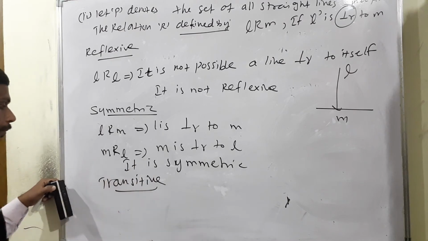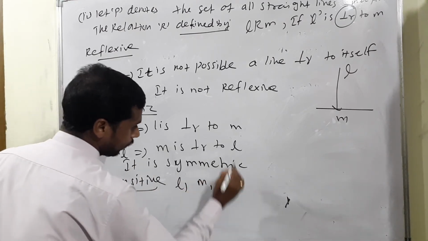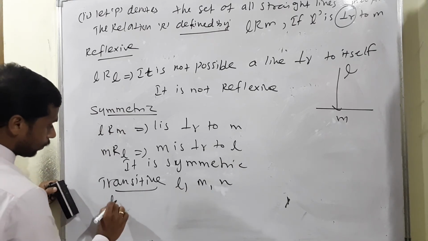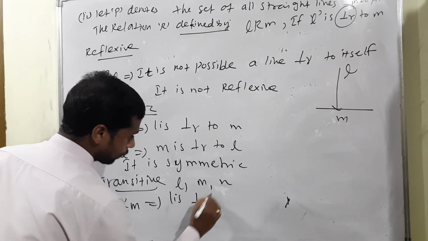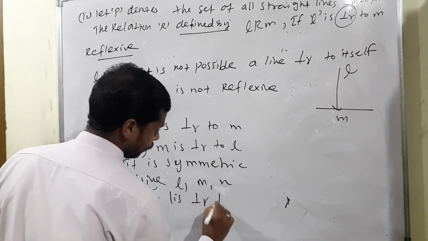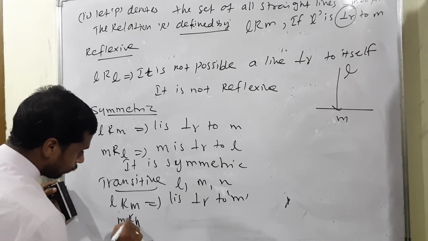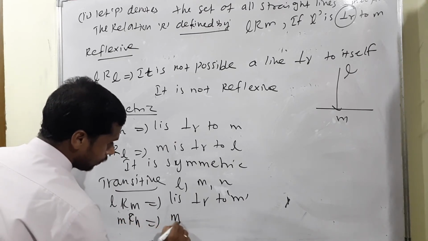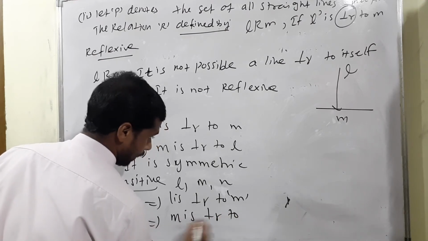So transitive means three terms, isn't it? Consider L, M and N. First, L related to M means we can say L is perpendicular to M. At the same time, M related to N means M is perpendicular to N.